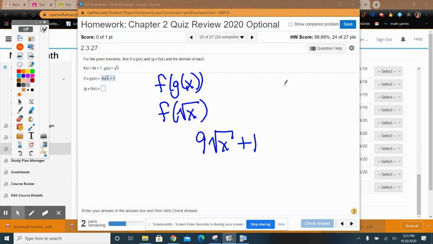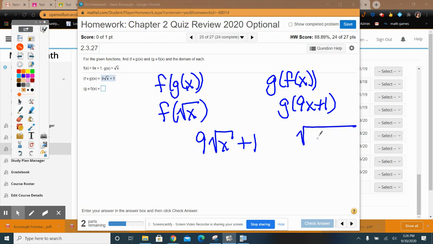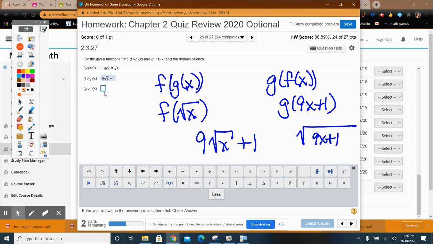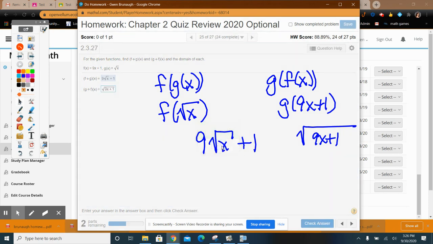Well, what about g of f of x? Well, that would be g of 9x plus 1. Now I go to function g and I take out the x, so that whole square root is going to grow with it. And that becomes the square root of 9x plus 1, but this time all of that goes underneath it. So what's the domain?